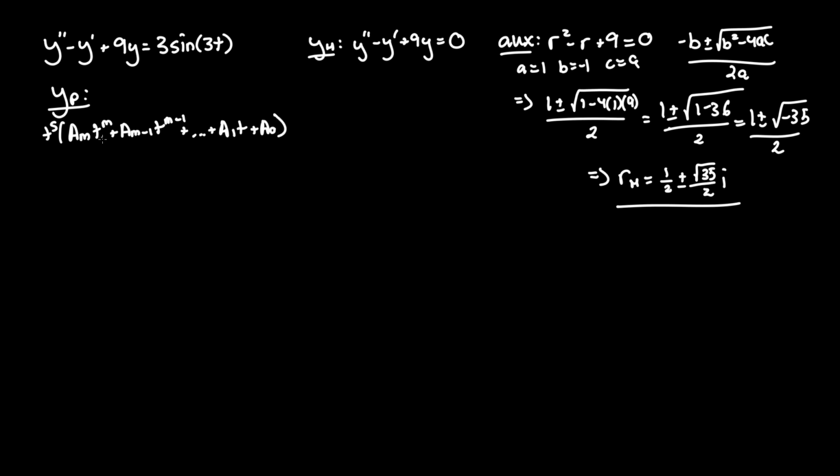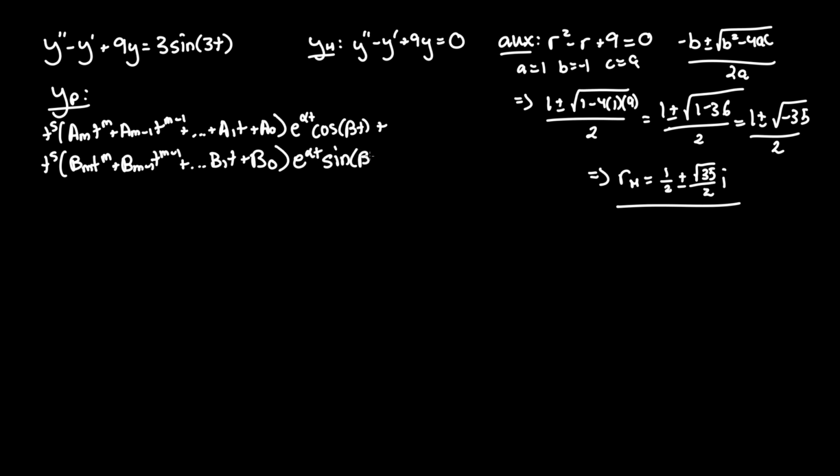This is just up to some degree m, but you can quickly see that we have no t terms here, disregarding the sine, times e to the alpha t, a little different than if we had no sine term, times cosine of beta t, plus everything all over again except now for the sine term, so t to the s, and now to differentiate the coefficients we use b instead, times e to the same alpha t, but now sine of beta t. It doesn't matter if you put sine before cosine or not, it's interchangeable.